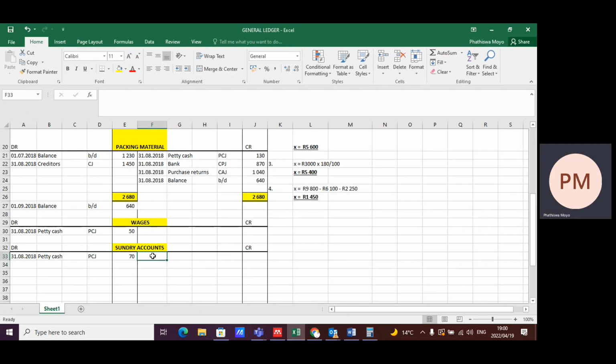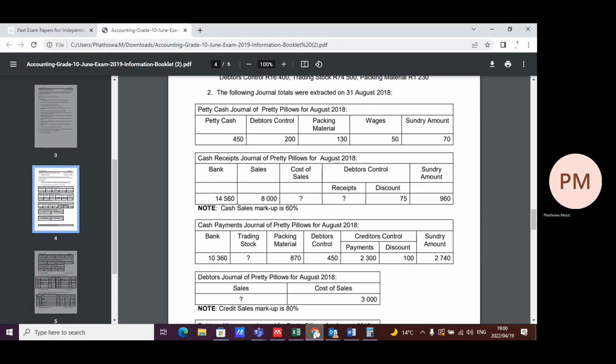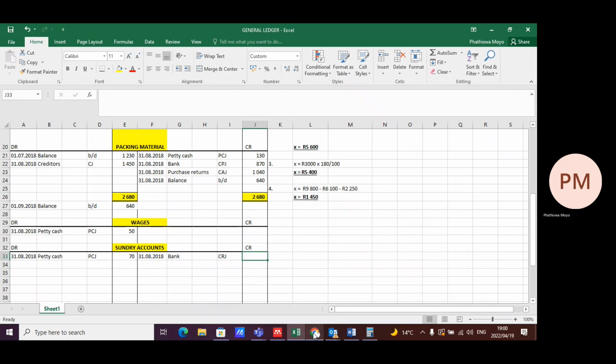So yeah, this is us receiving the income. The sundry income that we're. So this one is sundry expense that we're paying by petty cash. This is sundry income where we got the money. So bank. And 60.